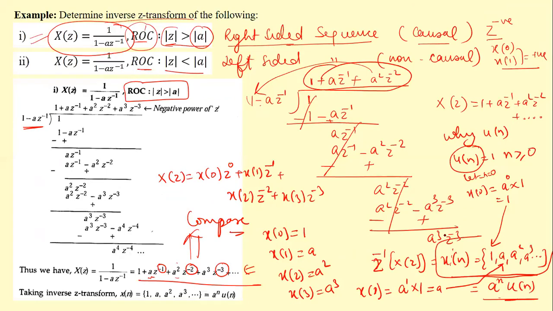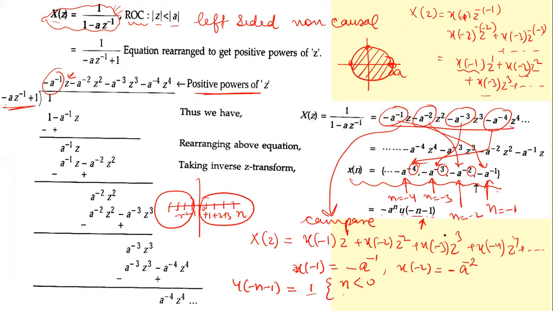So in these two numericals, I hope you have understood clearly that it is simply division, nothing else. The only thing we need to take care of is the ROC, region of convergence. If the given Z transform is converging for all the values of Z greater than some value A, we will have a right-sided causal sequence. If the region of convergence is for all the values of Z less than A, then we will have a left-sided non-causal sequence, right?